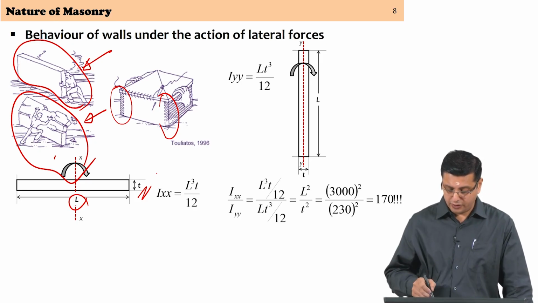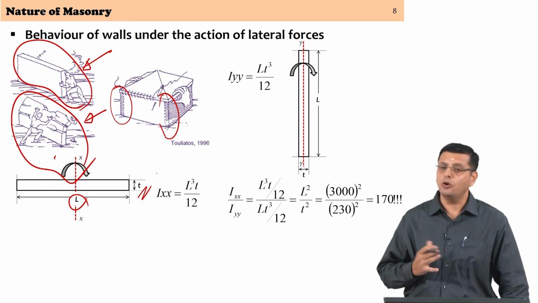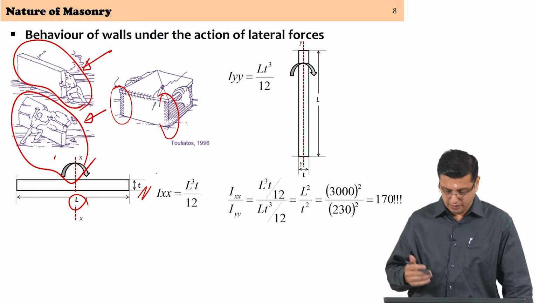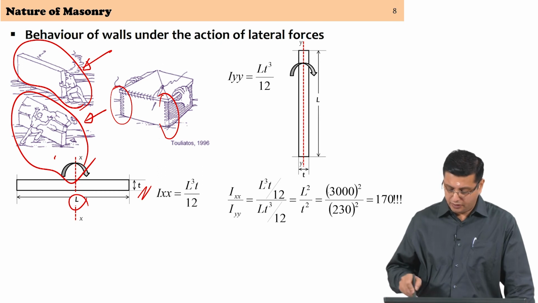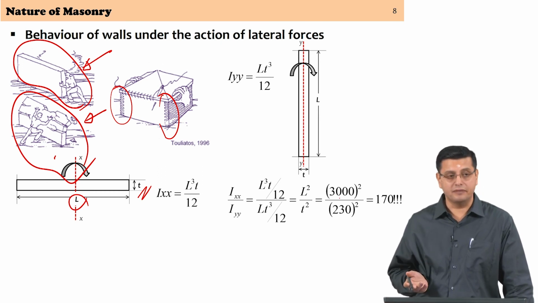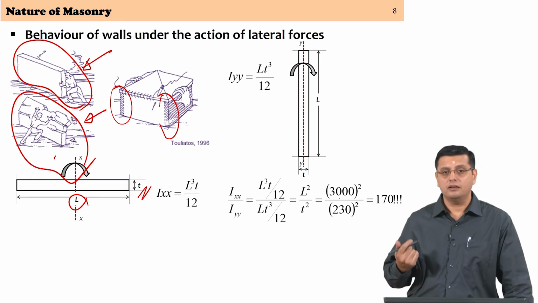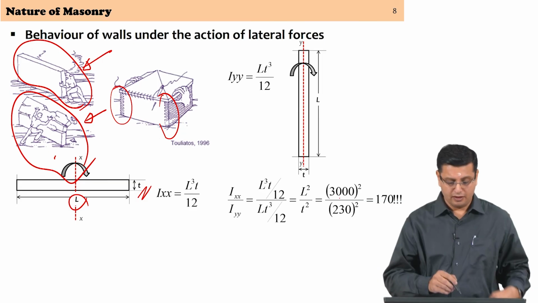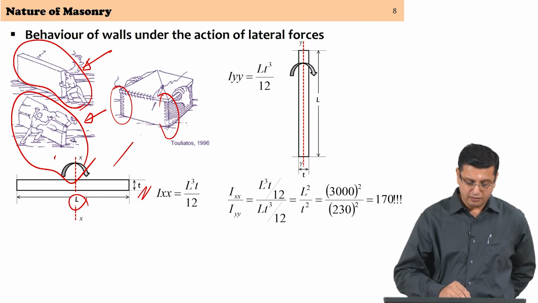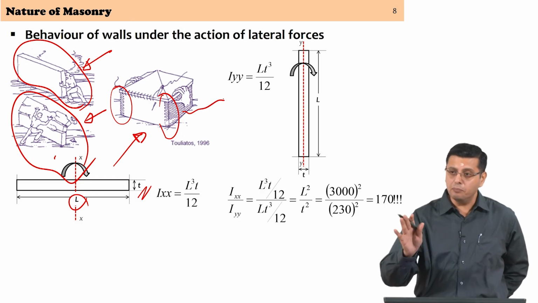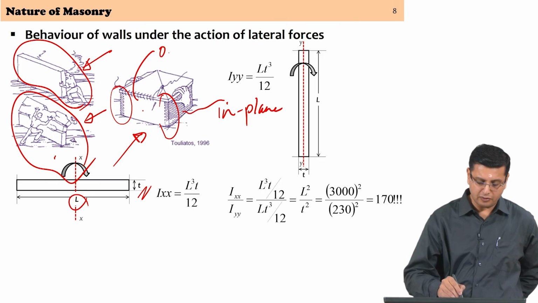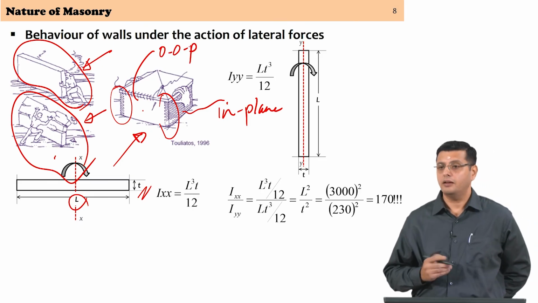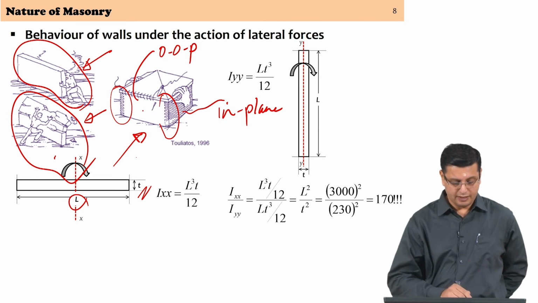So if I were to then plug in some numbers and take the ratio of these bending resistances, I take Ixx by Iyy, knowing that Ixx is going to be higher, you will see that the ratio works out to something like 170, which means if you have two walls, you have a wall which is in the direction of the earthquake, the in plane wall, and you have the in plane wall and you have the out of plane wall under shaking. Let us say this is the direction of shaking.